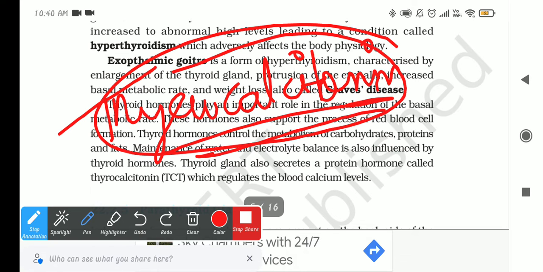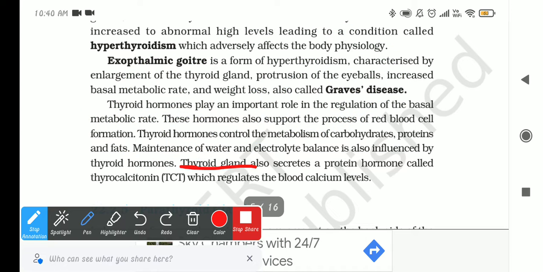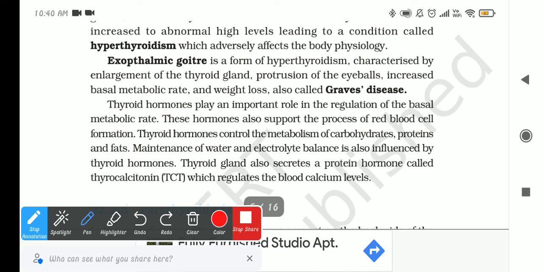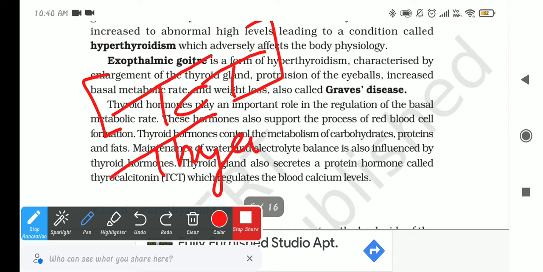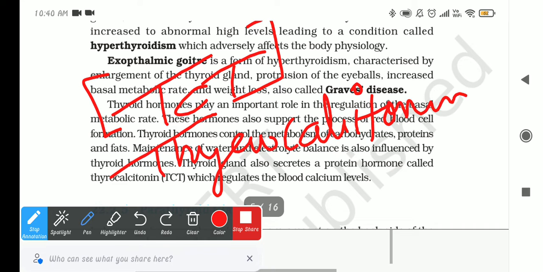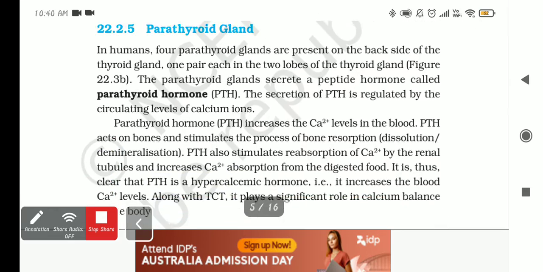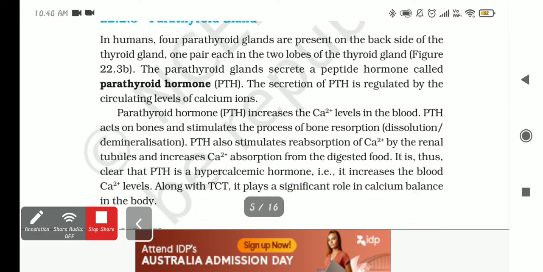Thyrocalcitonin is a protein hormone secreted by the thyroid gland, and the name makes its function clear: it regulates the blood calcium level. So there is one protein hormone secreted from our thyroid gland, TCT, thyrocalcitonin, and its function is to regulate the blood calcium levels. Okay, next we are going to talk about the parathyroid gland.